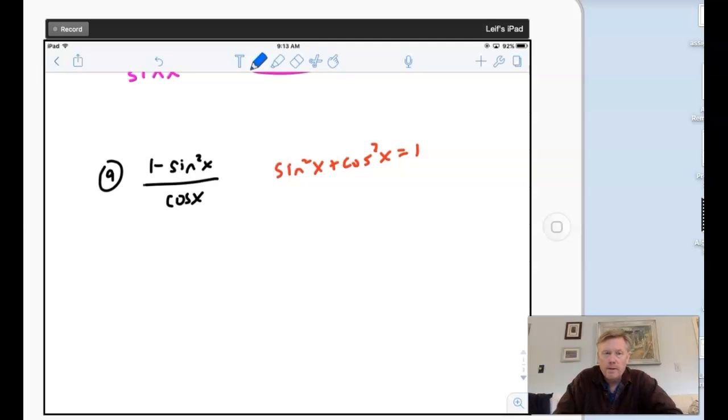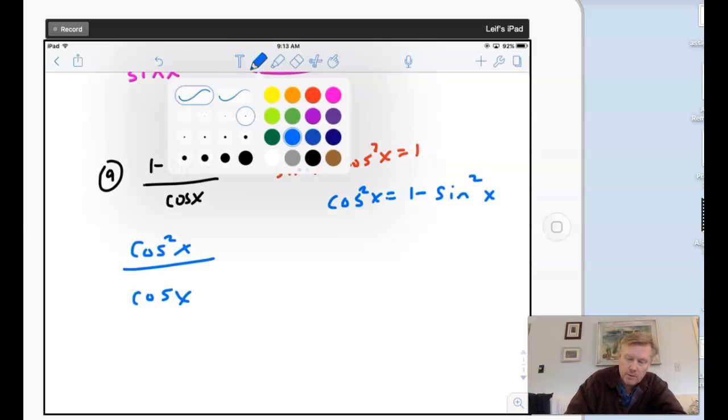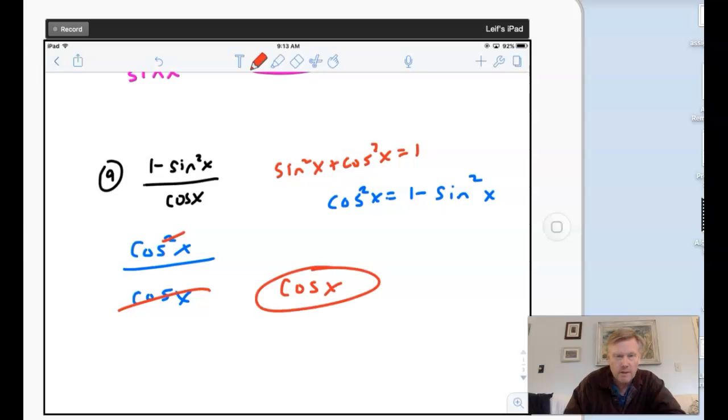All right, so number 9. Once again, I see 1 minus sine squared, which means if I took this equation and I subtracted sine squared from both sides, I would get that the cosine squared of x equals 1 minus sine squared of x. So I can substitute cosine squared into the numerator. And now I've got 2 cosines in the numerator and 1 in the denominator, which means one of these 2 cancels with the cosine in the denominator, which leaves me with good old regular cosine of x.